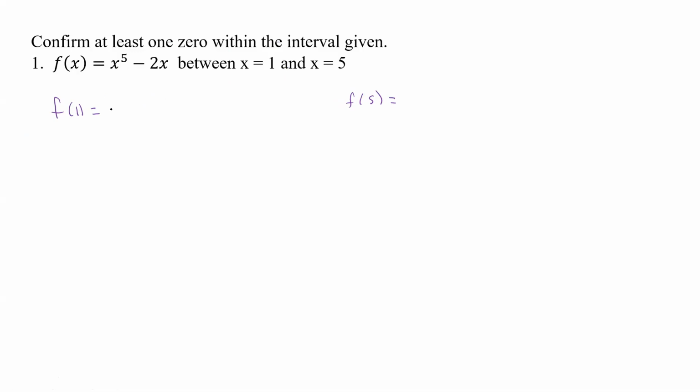So if we plug in f of 1, that's going to be 1 to the 5th minus 2 times 1. That's 1 minus 2, and that's minus 1. Okay, that looks good. Now this one's a little bit bigger because we have to take 5 to the 5th minus 2 times 5. And 5 to the 5th, if I get my calculator out, wow, that's a big number.